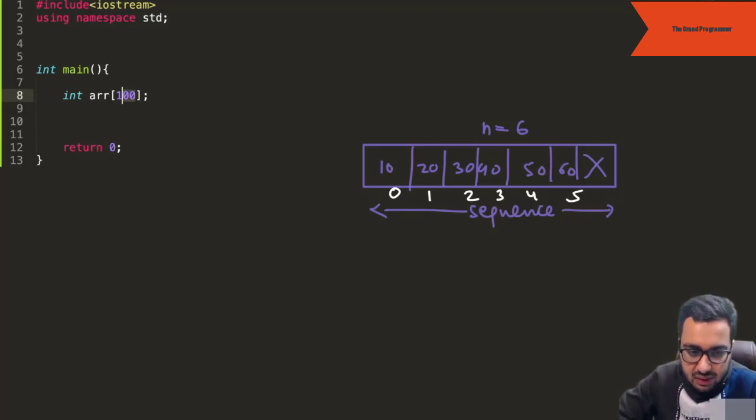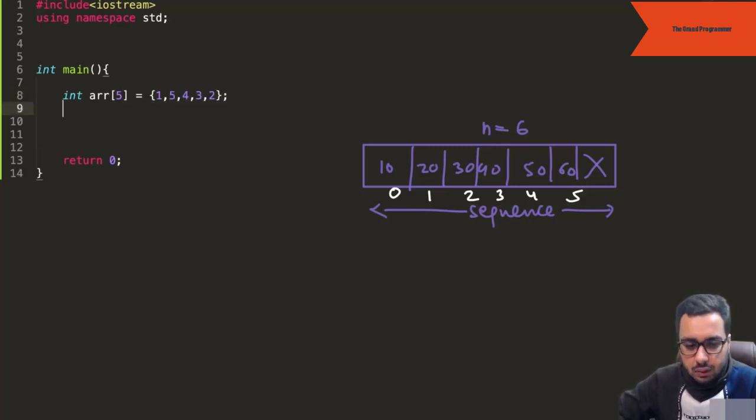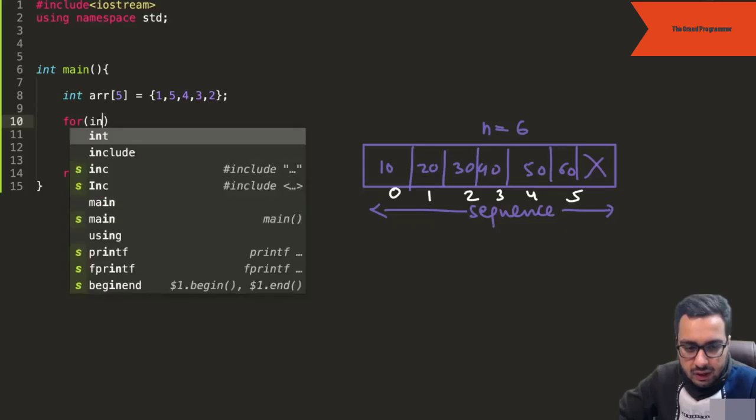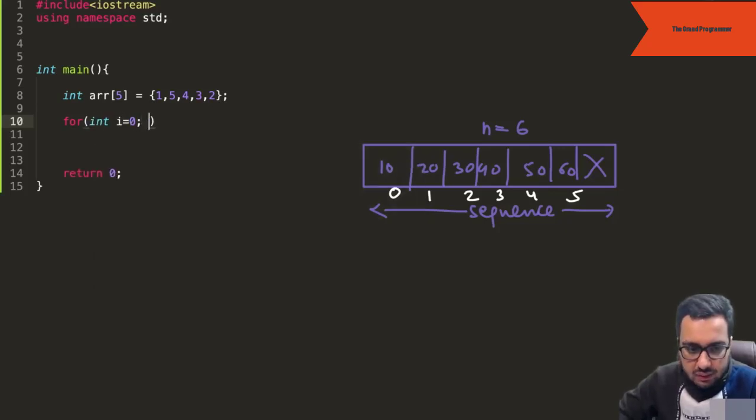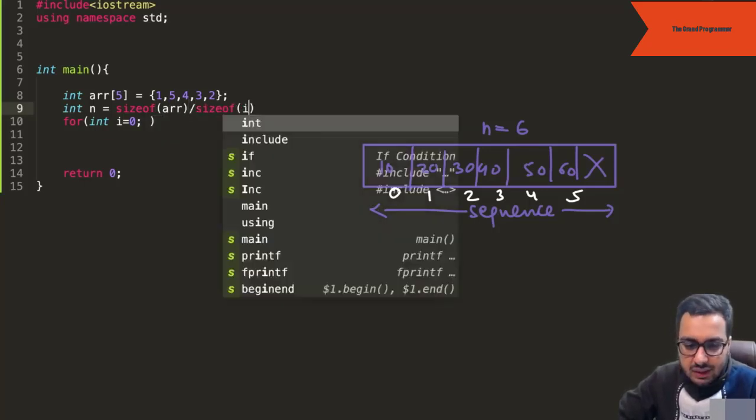You can create an array like this, or you might say, no, I don't want an array of 100 elements, I want an array of 5 elements. That you can do, and you can also initialize what the elements in the array are. Or you can take input the elements of the array. That is also fine. So you can say, for int i = 0; i < n, where n would be what? It is the size of the array divided by the size of each integer.